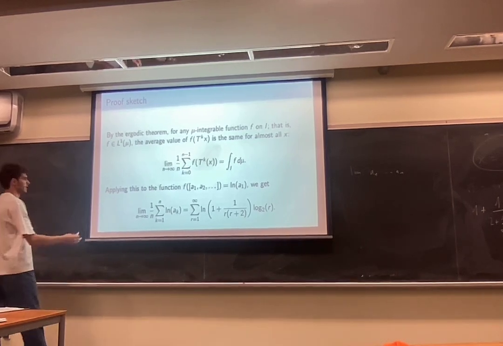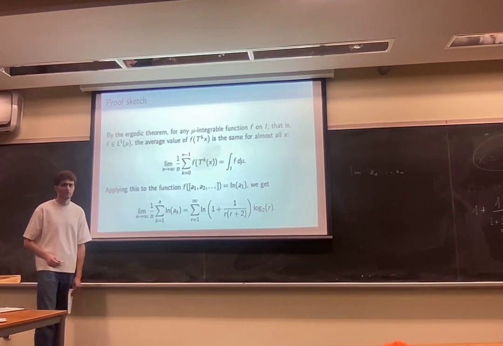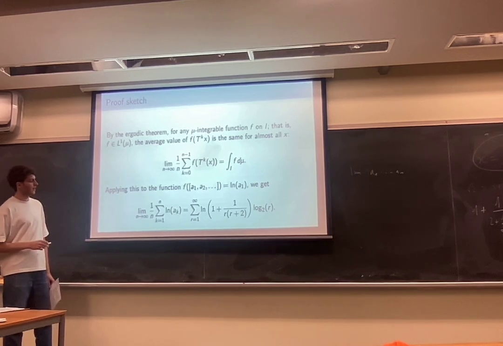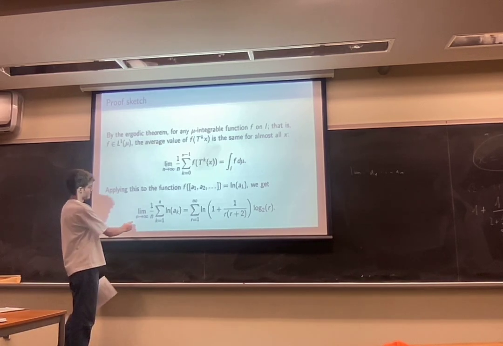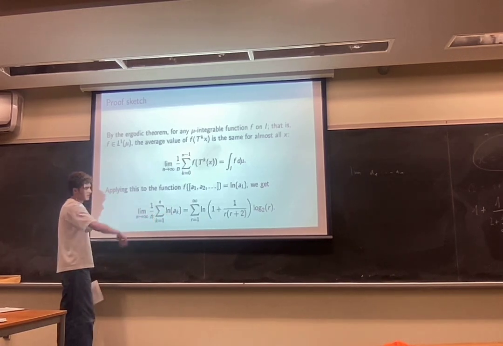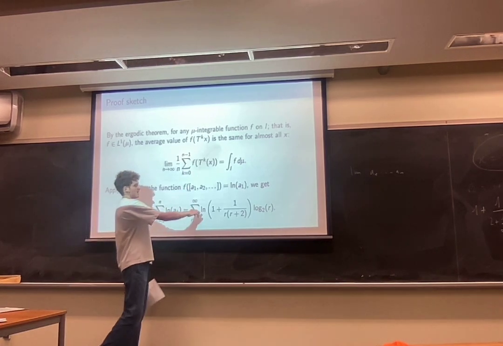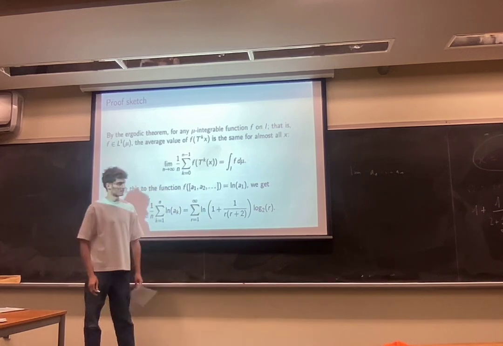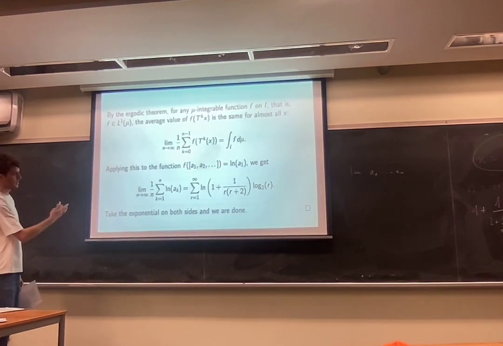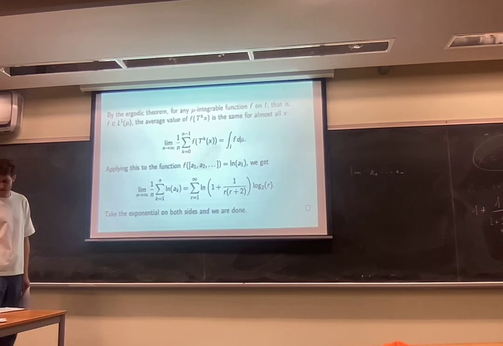So can anyone tell me what the final step of the proof is? Actually, I guess it's not fair because you guys don't really remember the identity. But the main idea is that we just exponentiate on both sides. So this becomes the geometric mean, and this cancels here. Take an exponential on both sides, and we are done. And the theorem has been proven.